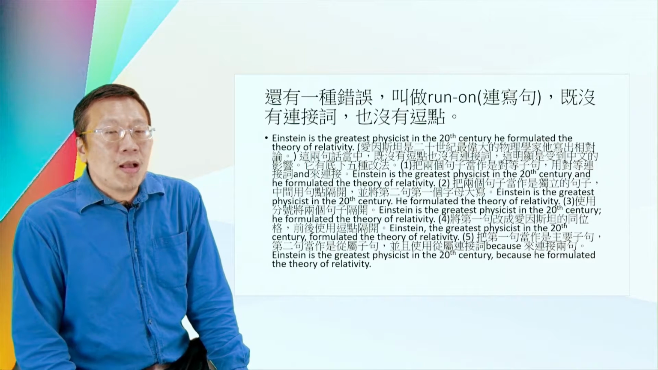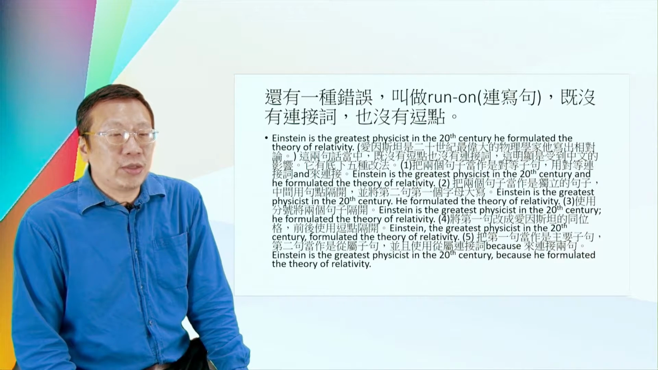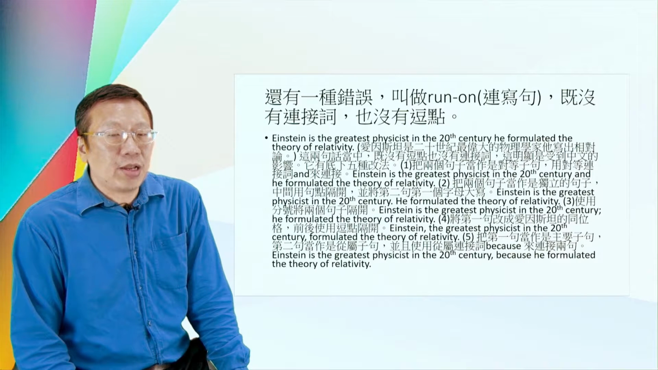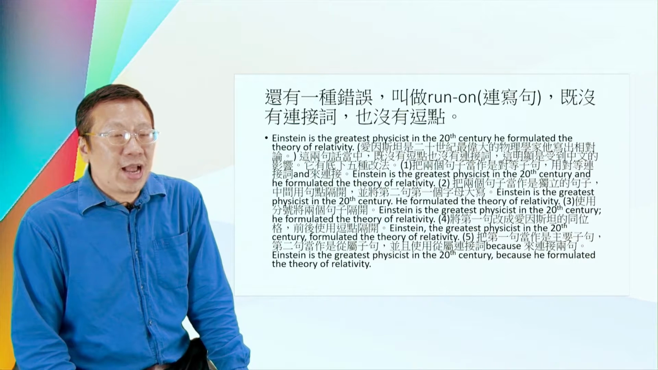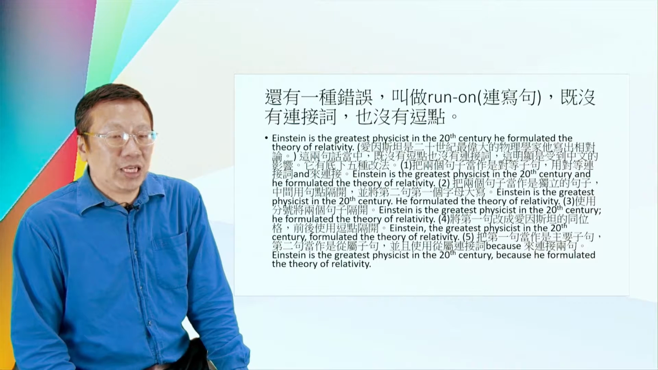第二，把两个句子当作是独立的句子，中间用句点隔开，并将第二句的第一个字母大写。Einstein is the greatest physicist in the 20th century. He formulated the theory of relativity. 第三，使用分号将两个句子隔开来。Einstein is the greatest physicist in the 20th century; he formulated the theory of relativity.